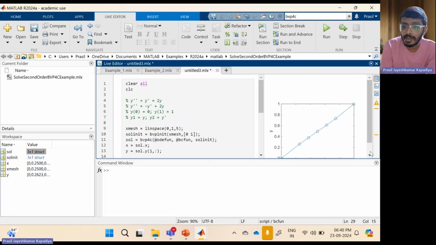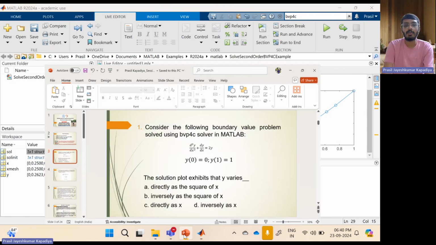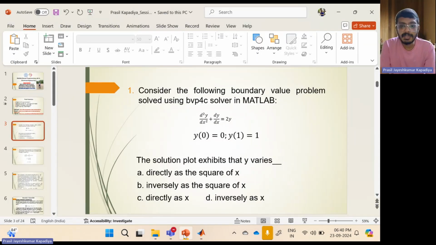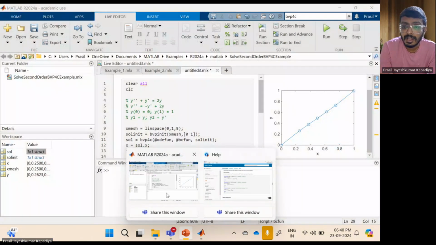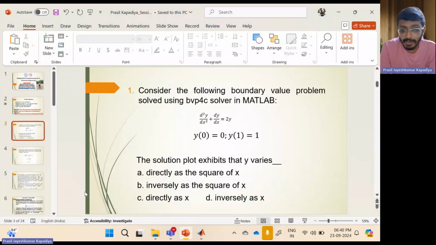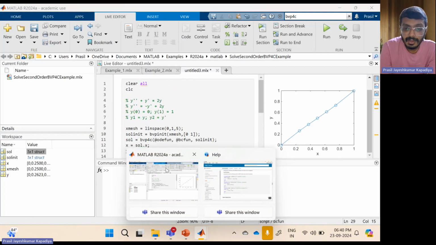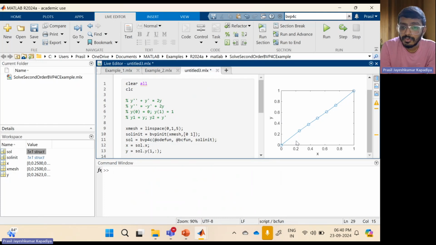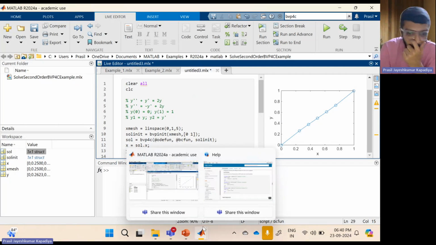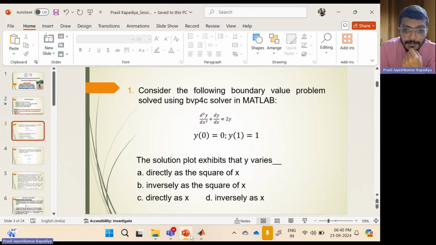So see, I am getting this kind of solution. What is asked in the problem? The solution plot exhibits that y varies directly as the square root of x, inversely as square root of x, directly as x, inversely as x. So you can see that when x is equal to 0.2, it's 0.2, and at 1, 1, so it is directly varying with x. So our answer will be option C, directly as x.